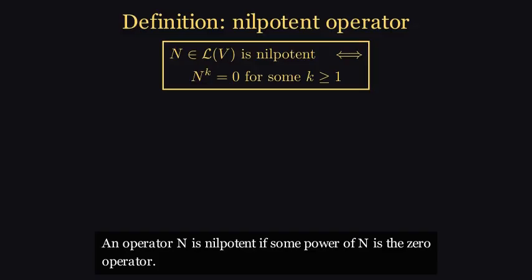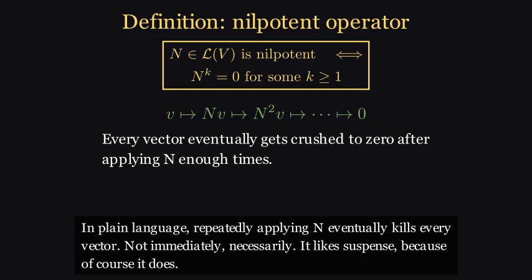An operator N is nilpotent if some power of N is the zero operator. In plain language, repeatedly applying N eventually kills every vector. Not immediately, necessarily. It likes suspense. Because of course it does.